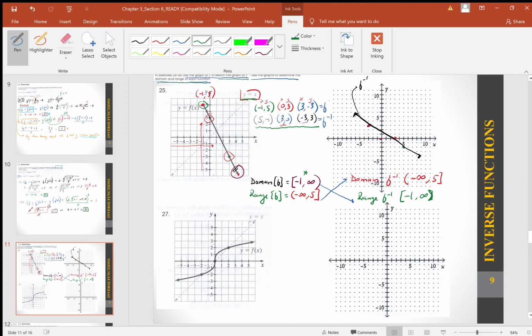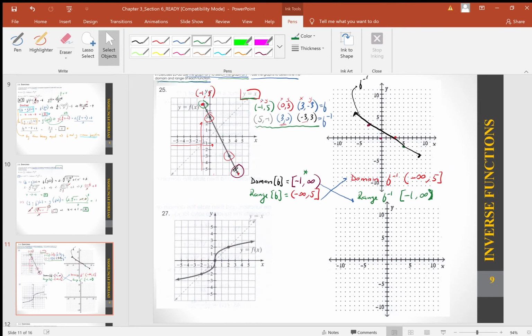Okay, so let's take it a step further. Just erase this part right here. Let's take this a step further and say for number 27, we have this function here. Again, if you want to draw the inverse function, take the points from your original function, just take 3 points.